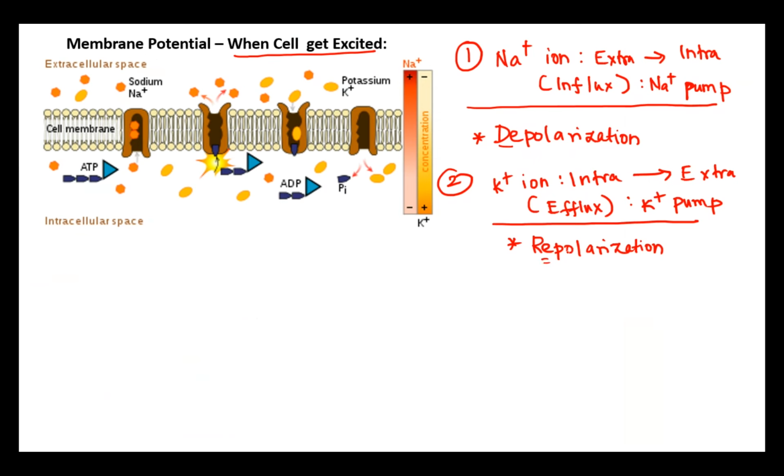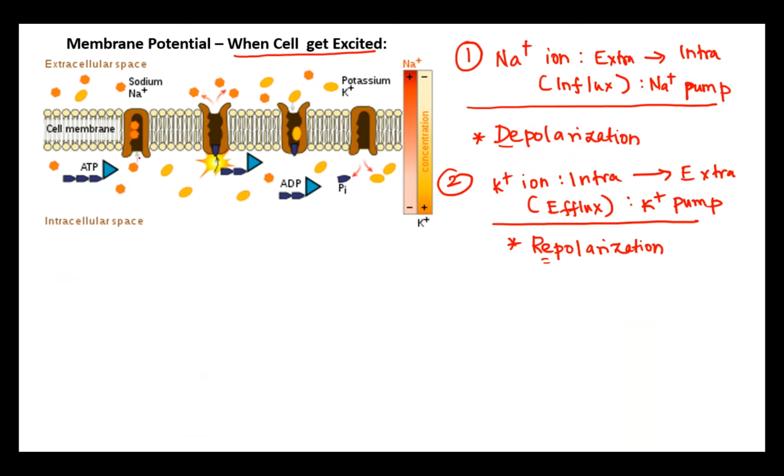This process is called repolarization, an efflux process, from intra to extra through a potassium pump. The potassium pump will transport only potassium. If sodium tries to enter through a potassium gate, it won't allow it. It won't allow the cell membrane to transport sodium in the potassium gate.